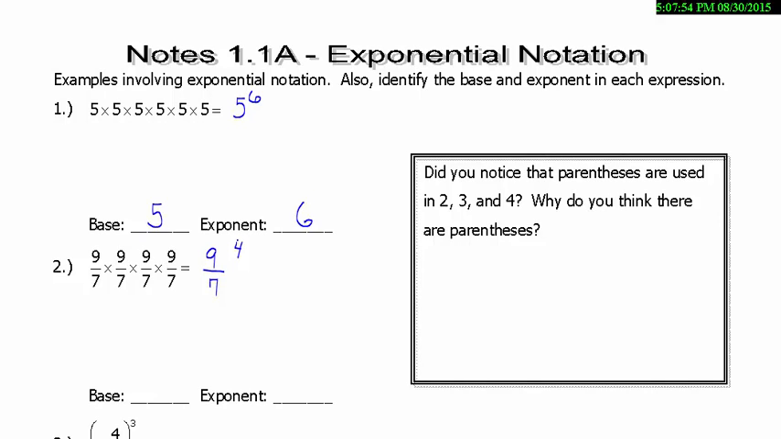Now this is crucial. It looks at this point like just the 9 is raised to the 4th power, when actually the whole number is raised to the 4th power. So we must include parentheses so that we know that the whole 9/7 is raised to the 4th power. So we have 9/7 as the base and 4 as the exponent.